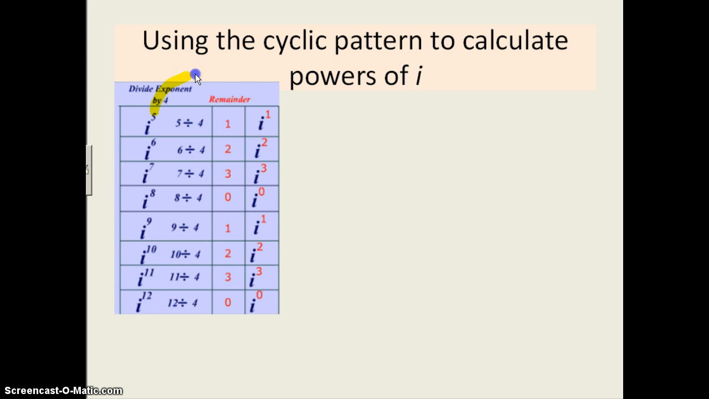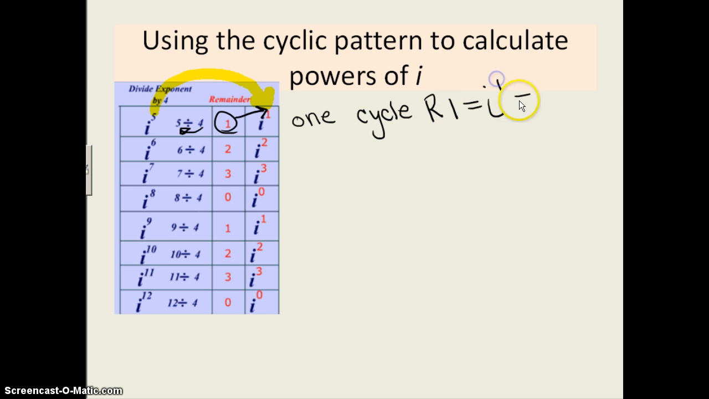For instance, what this is telling us is that i to the 5th is really equal to i to the 1st. Because if you do 5 divided by 4, 4 goes into 5 one whole time, which means i to the 5th has completed one whole cycle, but it has a remainder of 1 left over, which means it's only one value in towards the next cycle. So this remainder becomes the power on i. So one cycle means you have a remainder of 1. So i to the 1st power is just i. So i to the 5th should equal plain old i.